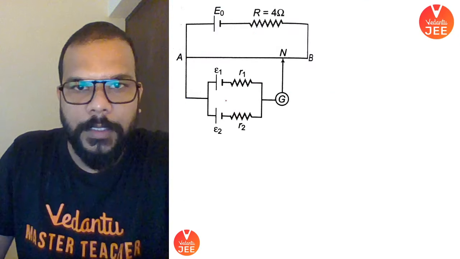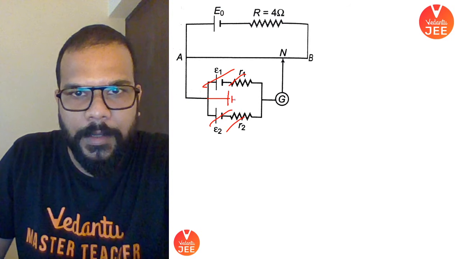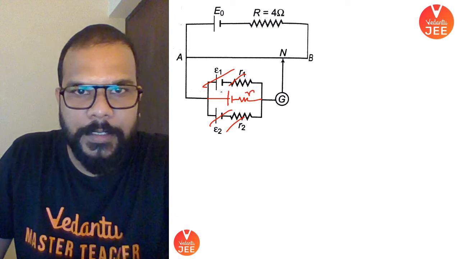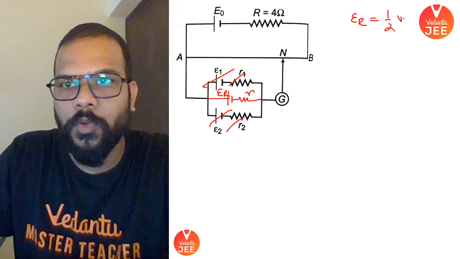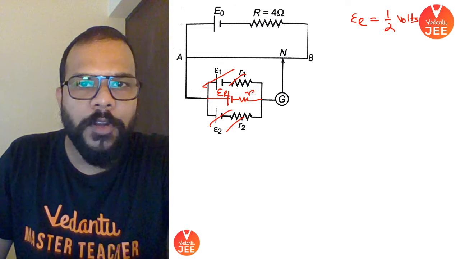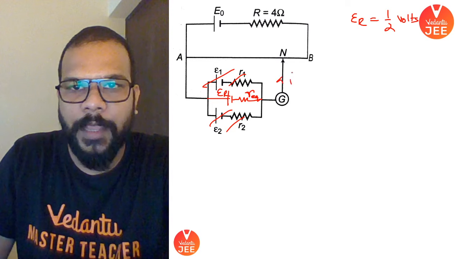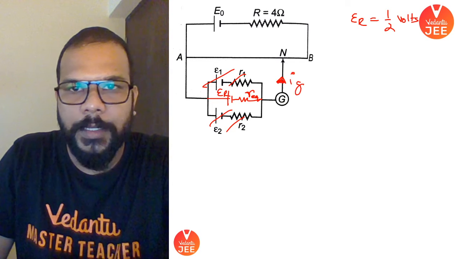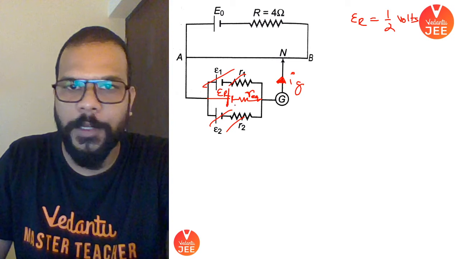That means these both can be replaced by a single battery with some internal resistance, and ER came out to be 1 by 2 volts. Okay guys, now why am I not finding the value of this R equivalent? It is because when this galvanometer has no current flowing through it, then the internal resistance will any which way not draw any current, or any voltage will not be dropped over it.